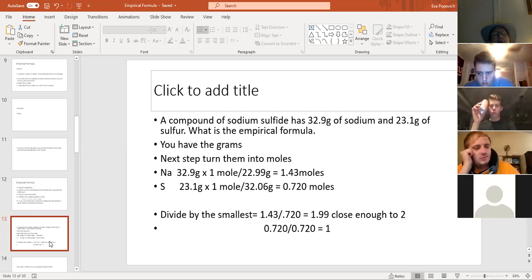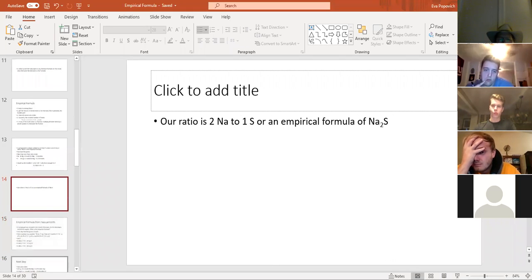Step 3, which one of those two is smaller? 0.720. So I divide both of the moles by the 0.720, and I get 1.99, which is close enough to 2, and I get 1. So my molar ratio of sodium to sulfur is 2:1. Simplest problem I can make for you guys in empirical formulas. If my molar ratio is 2 sodium to 1 sulfur, all I've got to do is put that ratio as the subscripts. My formula is Na2S.